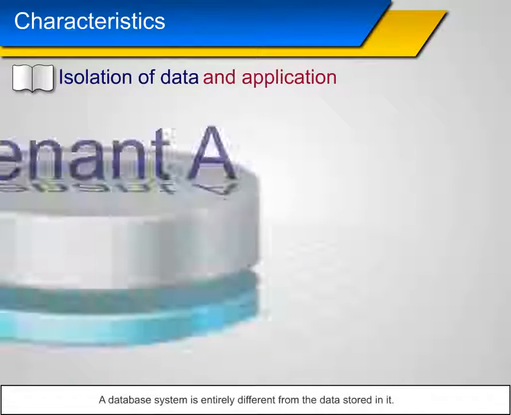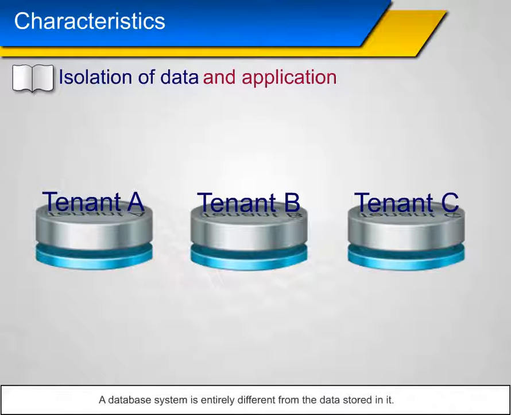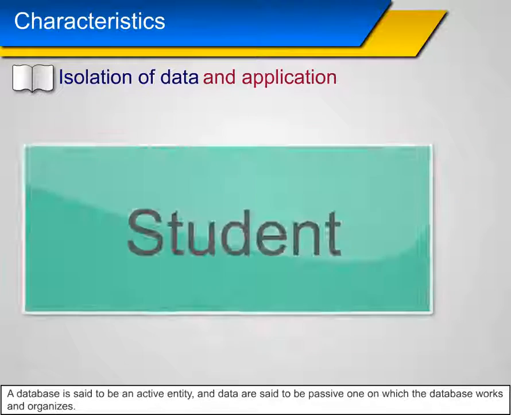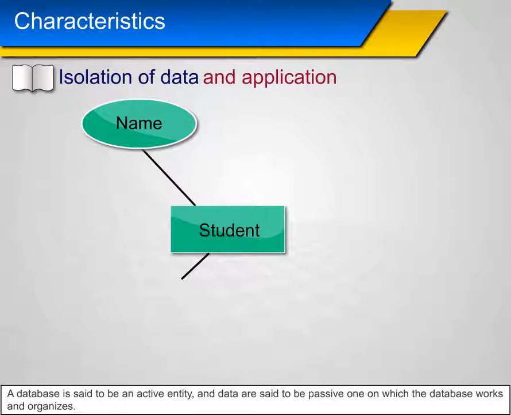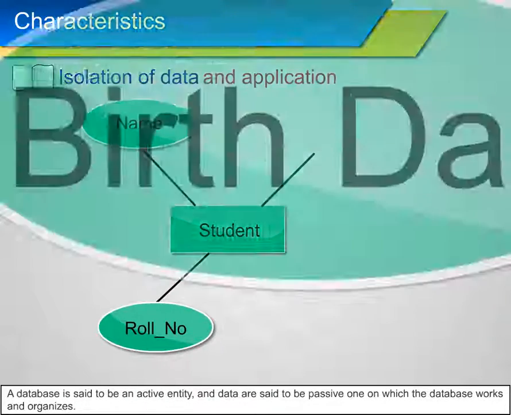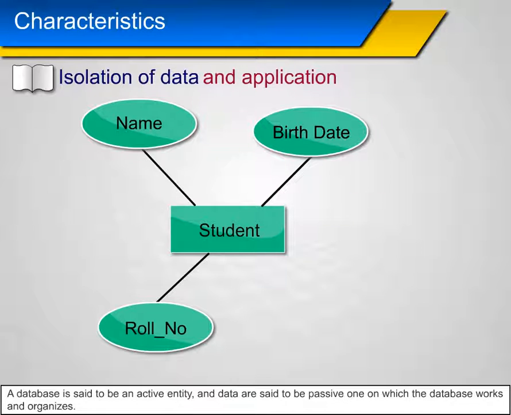Isolation of data and application. A database system is entirely different from the data stored in it. A database is said to be an active entity, and data is said to be passive, the thing on which the database works and which it organizes.